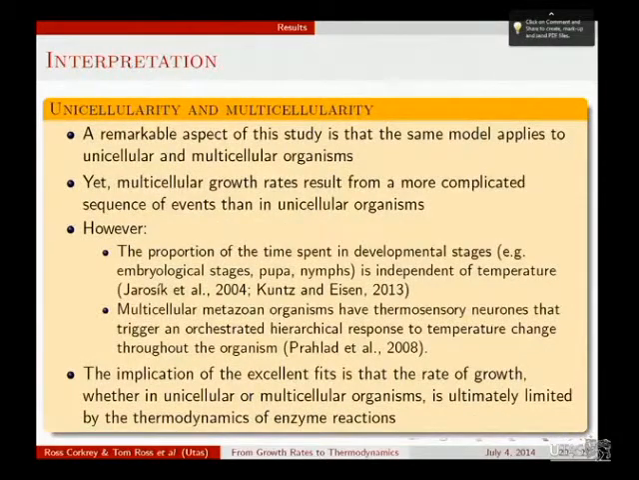Now, as I've kept saying, we have insects in this data set. So we've got one model which covers unicellular and multicellular organisms. The curious thing is that multicellular, you would think, multicellular reproduction is a bit more complicated than in a unicellular case, but I suppose it depends on your point of view.